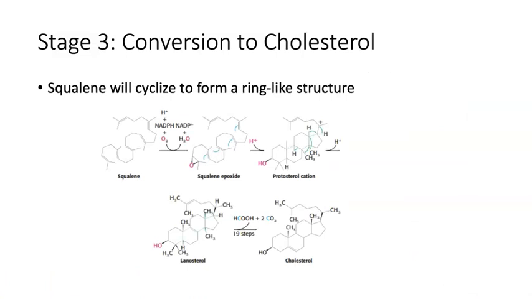And then stage 3 is the conversion into cholesterol. So squalene will cyclize to form a ring-like structure. So you see here, it's going to start forming into more of a ring-like structure. And NADPH plus a hydrogen and oxygen is going to give us squalene epoxide. We're going to add a hydrogen, which is going to form protosterol cation. We take out a hydrogen, which is going to form lanosterol, and then we go through 19 steps. HCOOH plus 2 CO2 leaving is going to give us cholesterol, our end product.